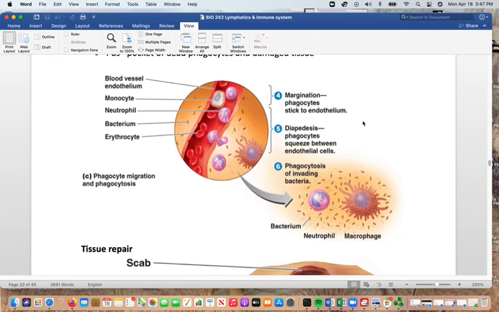So here's a couple of terms. Margination is when the phagocytes stick to the endothelium. Diapedesis is when they're going to squeeze between the endothelial cells. So the way I remember it, margination, they're on the margins, which is the endothelium. Diapedesis, pedal, like walking, they're going to be able to walk or squeeze between the endothelial cells.